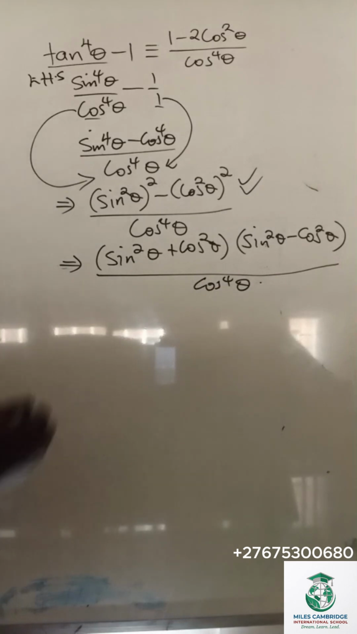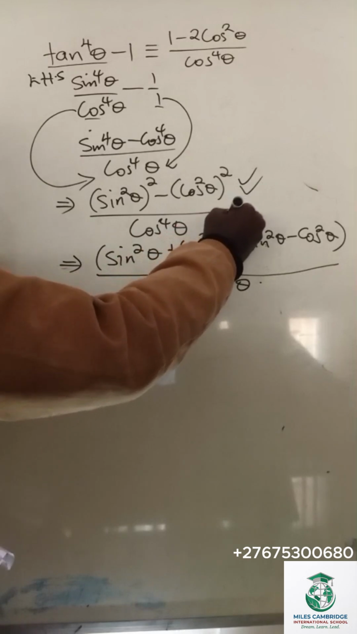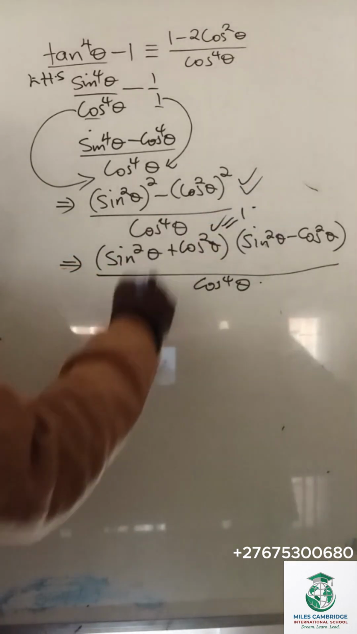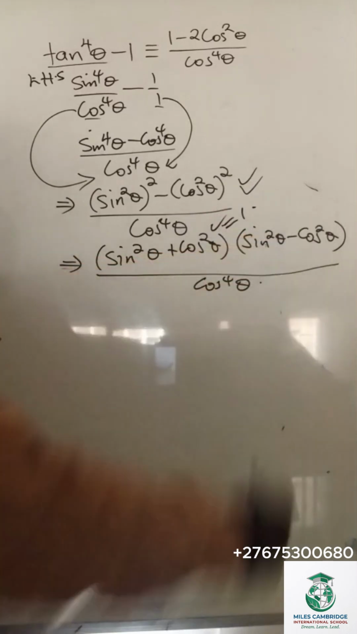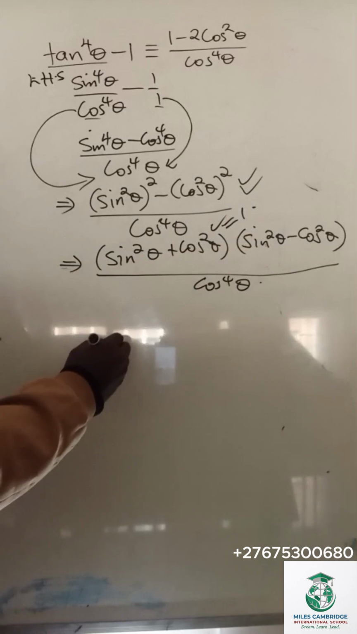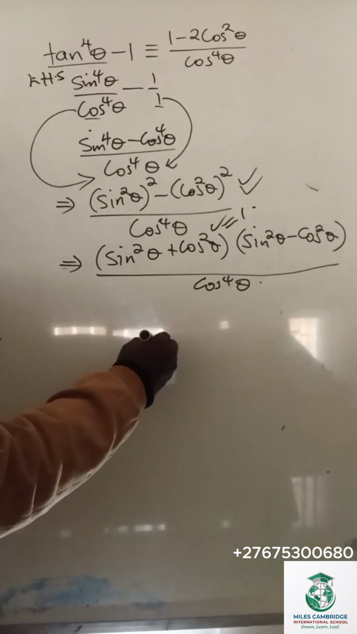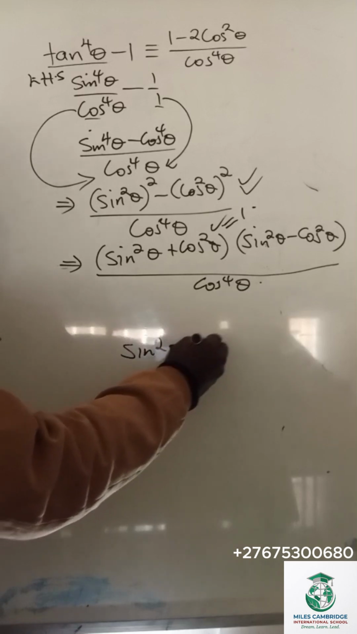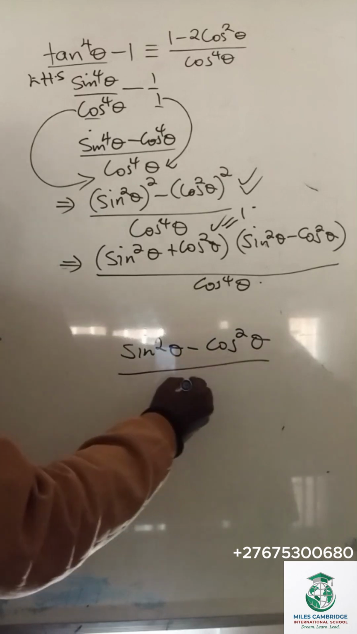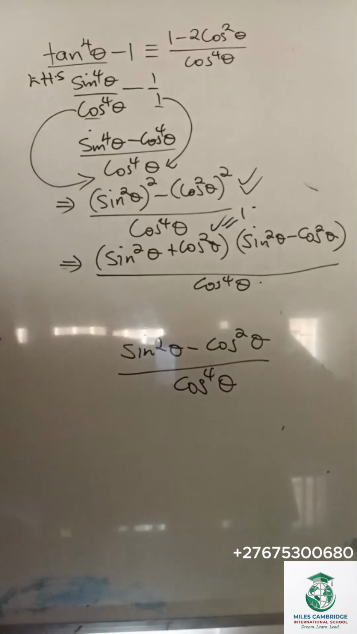Now what do we know? We know that sin²θ + cos²θ is equal to 1, which means at the numerator we've got 1 multiplied by (sin²θ − cos²θ), which will give us sin²θ at the top minus cos²θ, all over cos⁴θ.